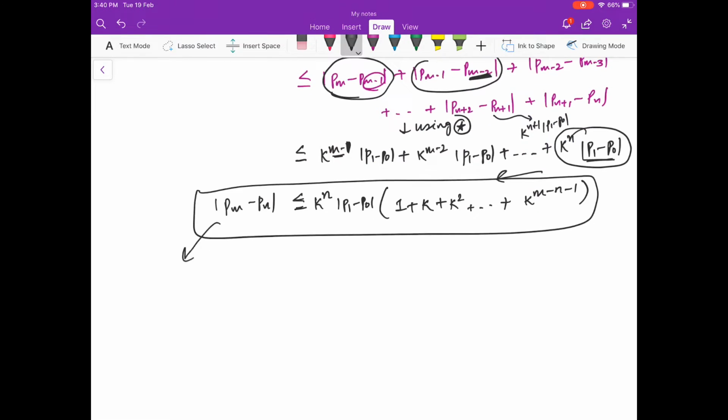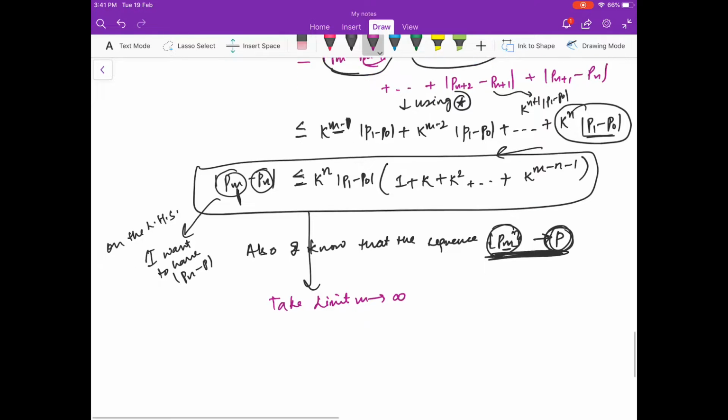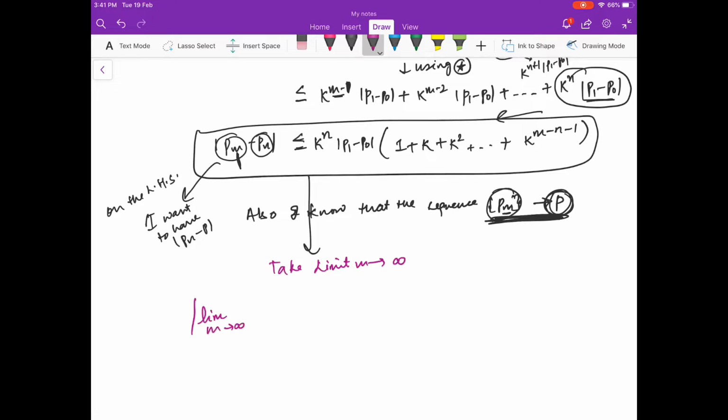But I want to have on the left hand side p_n minus p. So p_n is here. I want to get rid of this m, and also I know that the sequence p_m is converging to p, because that is in the first part of the theorem, that the sequence generated is converging to p. The subscript doesn't matter, it can be p_m or p_n, it is just a dummy number. So I can take limit m going to infinity. Actually this was outside, but I am taking it inside. You can bring it inside, and there is no m here, so no limit. Here is no m, here is no m.